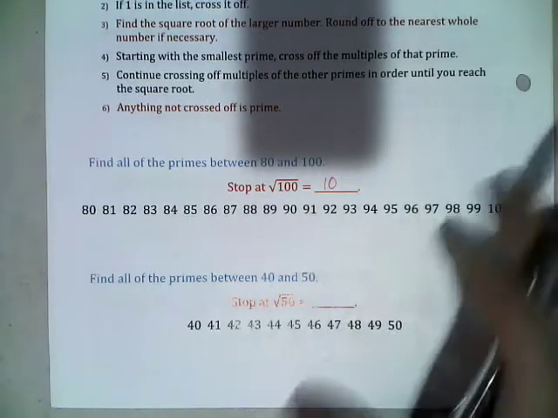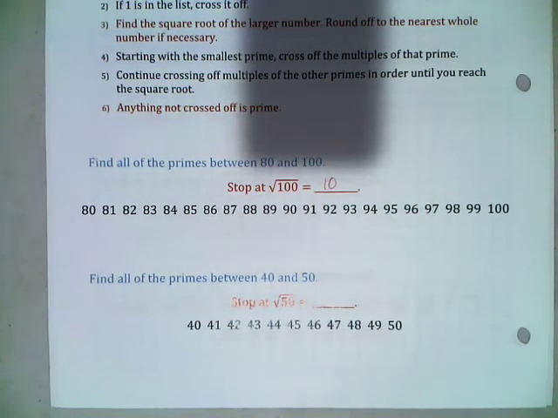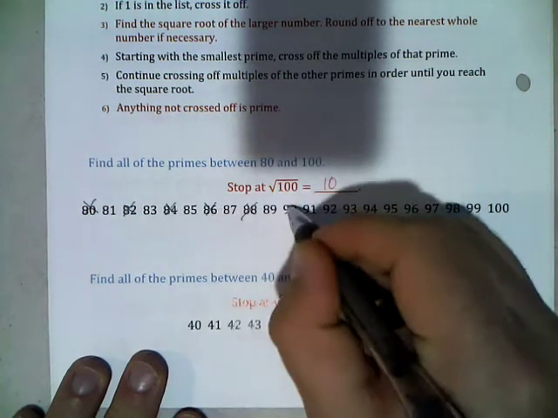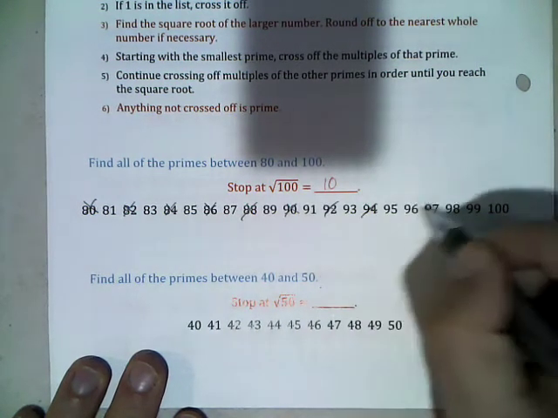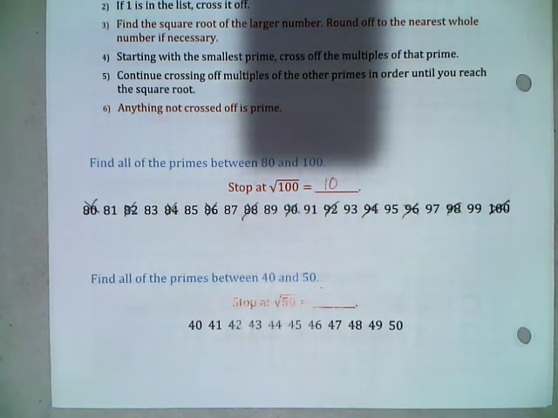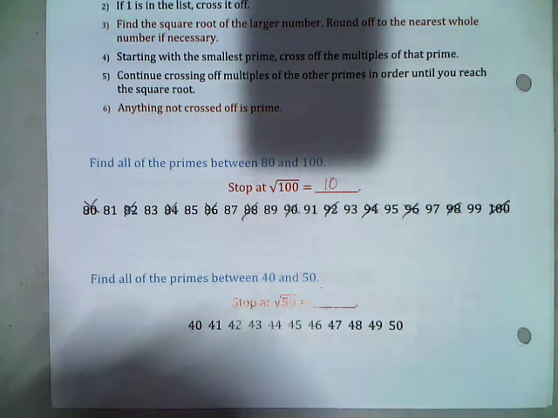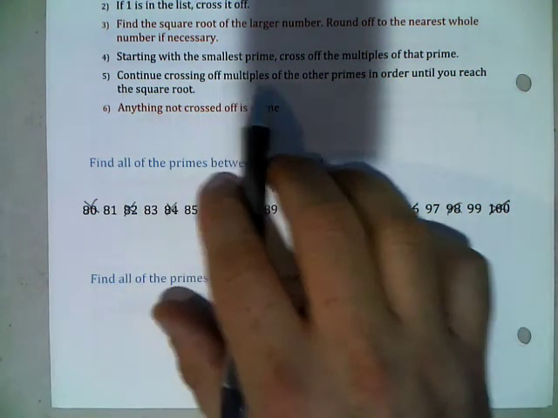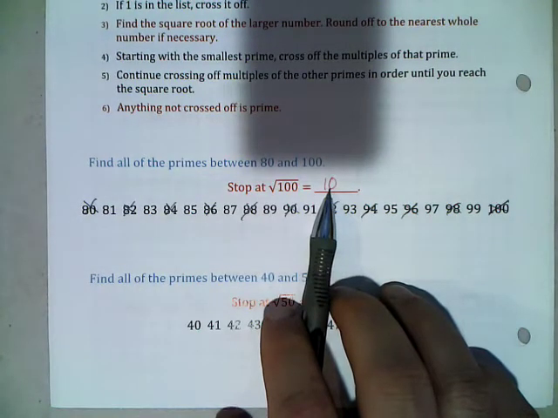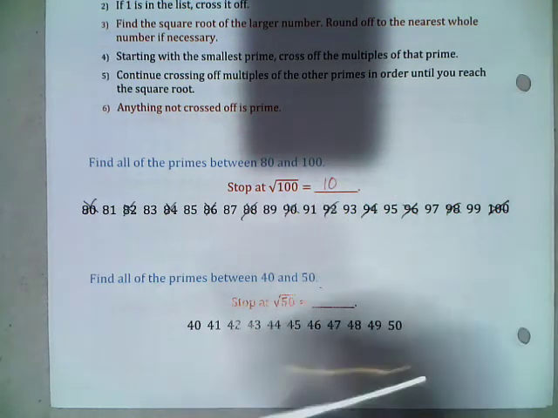So down here, I'm going to cross off everything that is divisible by 2, in other words, all the even numbers. None of these even numbers are going to be prime. Let's just cross them off the list here. So we're going to continue crossing off multiples of other primes in order until we reach that square root. That square root was 10. So until we get up to 10, we're going to keep going.